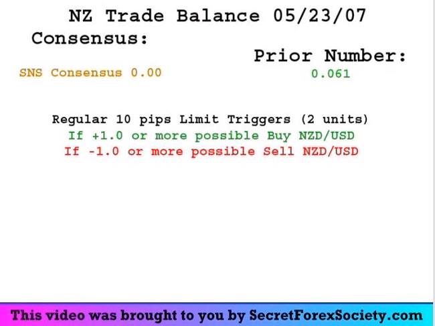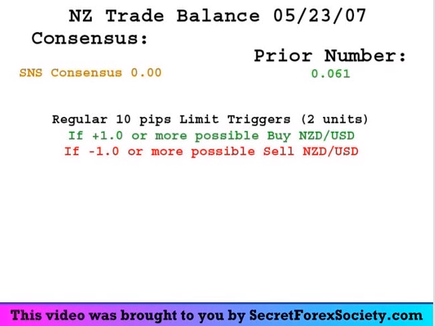What they do is they subtract imports from the exports, and that's how you get the trade balance. So if the trade balance is negative, that means the imports are higher than exports. If the trade balance is positive, that means the exports are bigger than the imports.